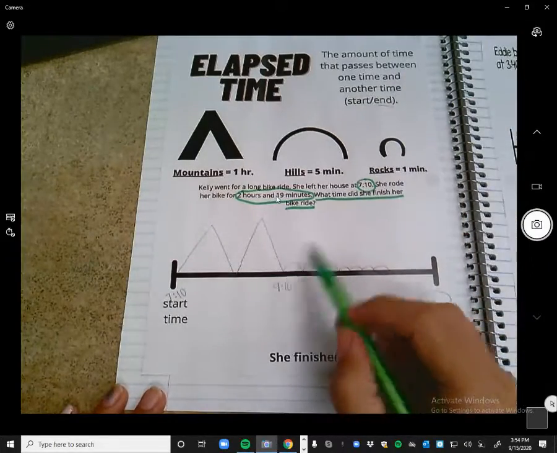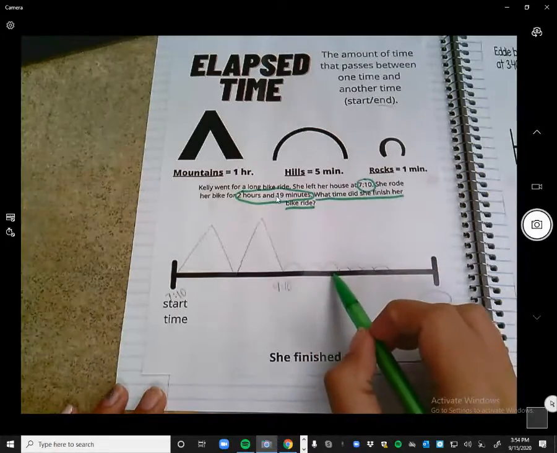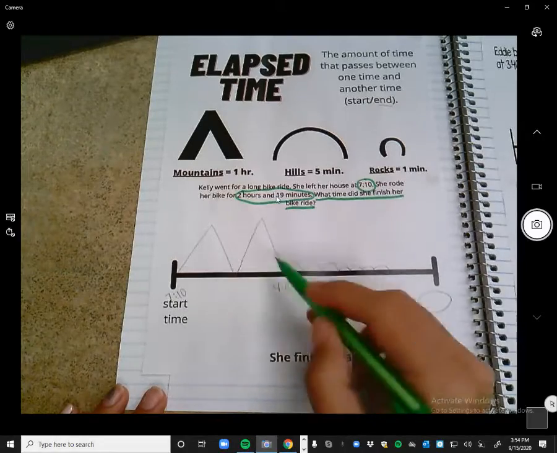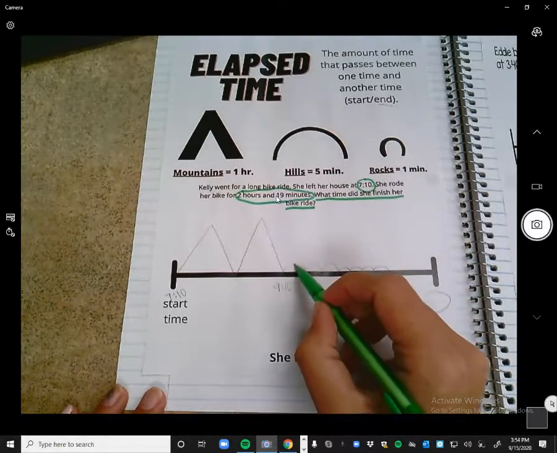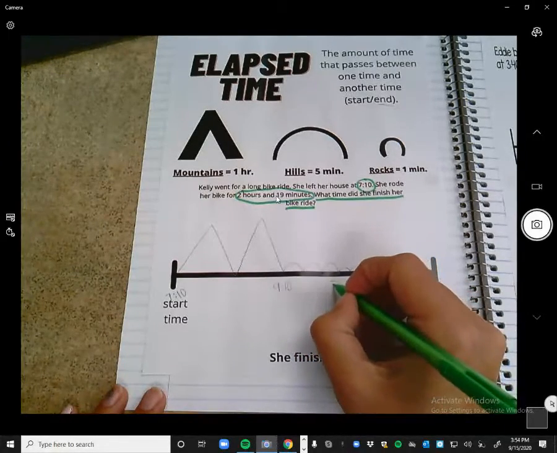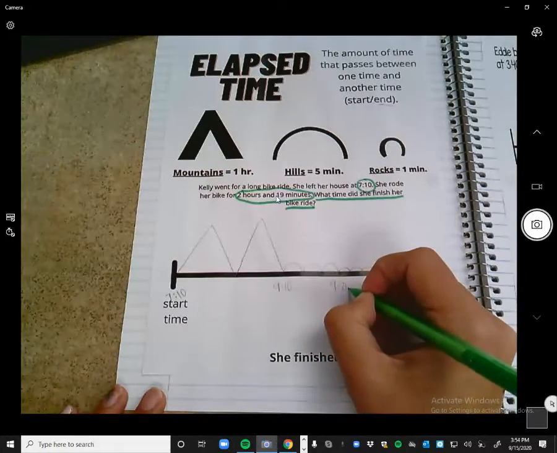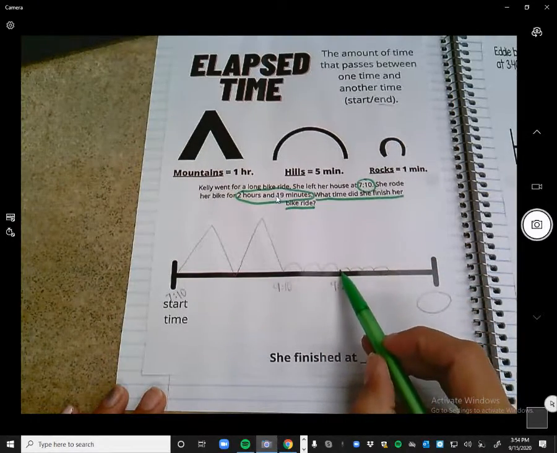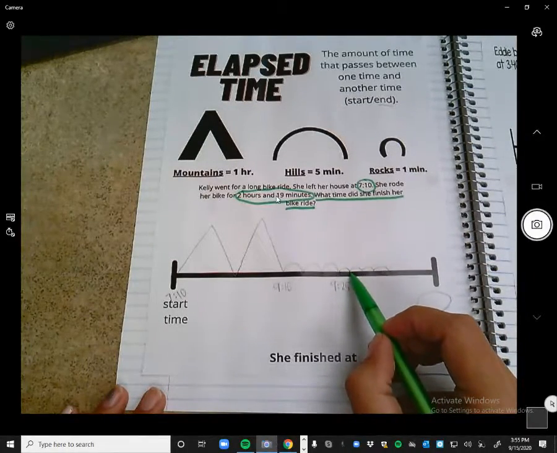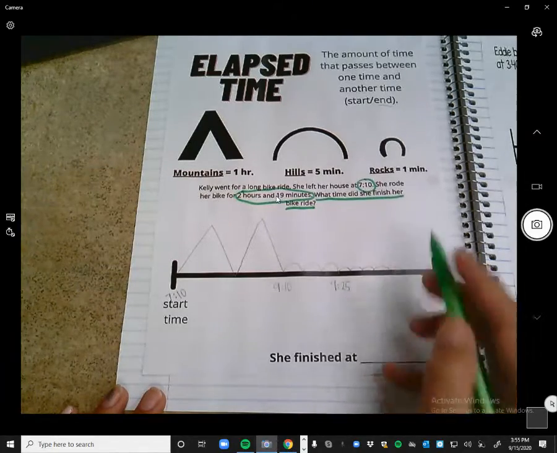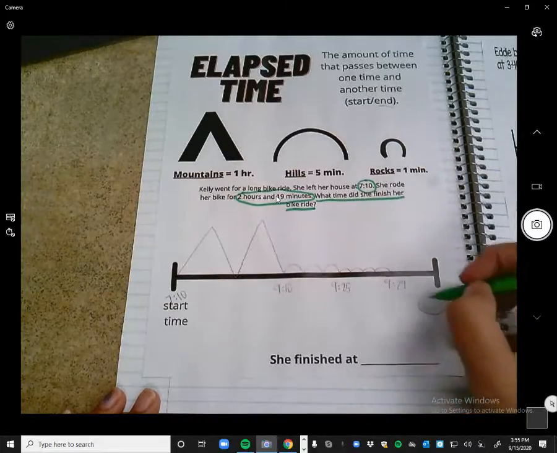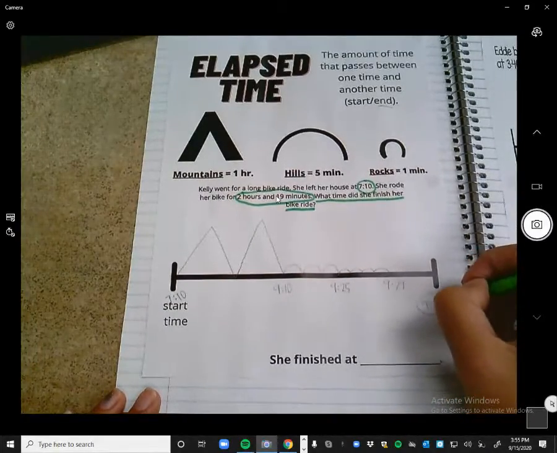So now I'm going to count on by 5s because a hill was worth 5 minutes, and then I'll count on by 1s. So I'm starting at 9:10 now because I know 2 hours have passed. So I'm at 9:10, 9:15, 9:20, 9:25. So I'm going to write that down because that's the end of my hills. 9:25. Now I count my rocks, which remember are 1 minute. So I'm at 9:25, 26, 27, 28, 29. 9:29. So our end time was 9:29.